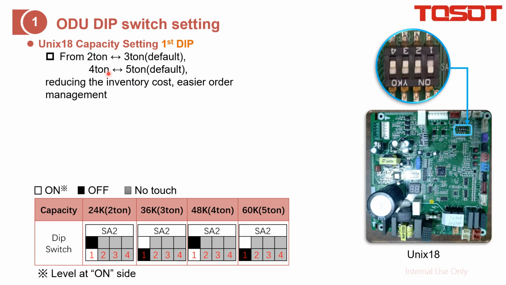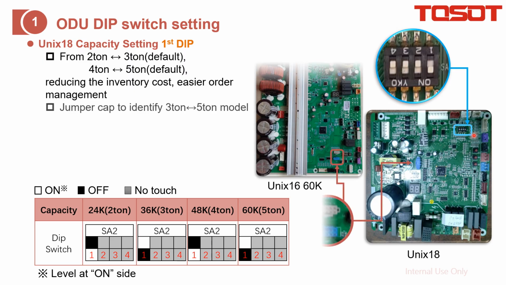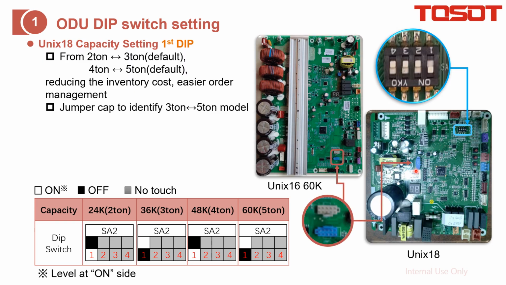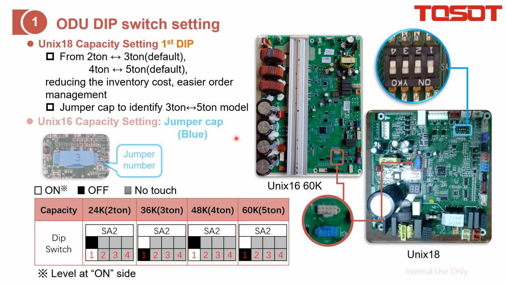And also how to identify whether it is 3 ton or 5 ton, because they share the same PCB, is by this jumper, and there is a jumper cap here. And this is for the Unix 18. For the Unix 16, here is the outdoor unit PCB photo. We just use this jumper cap, the blue one, to identify the different capacity. In summary, for the Unix 16, all the models have different jumper caps.